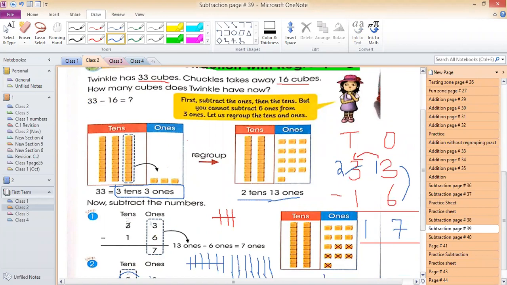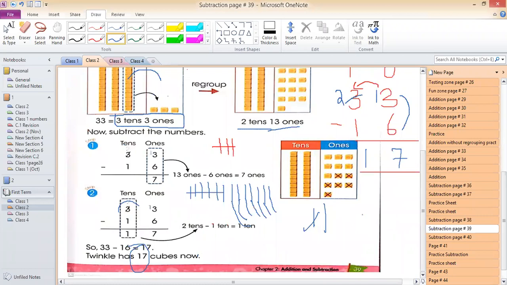I repeat again. You cannot subtract 6 from 3. That's why you take 1 ten from the tens and regroup it with the 3. So this was 1 ten. When you regroup it with the 3, it becomes 13. And this 3 now becomes 2 tens. So 13 minus 6 equals 7. And 2 minus 1 equals 1. This is the answer.